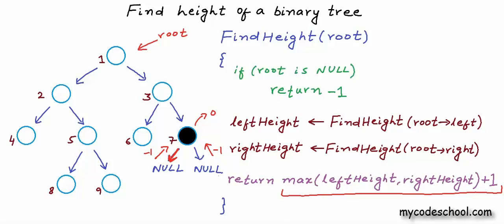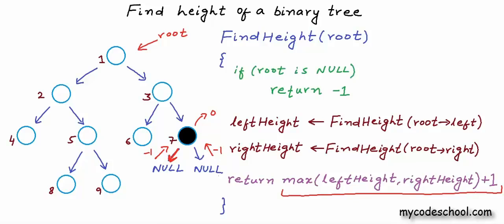If you want to count number of nodes, then for a leaf node height would be 1, and for empty tree height would be 0. So all you need to do is return 0 here, and this is the code if you want to count number of nodes. But I think the right definition is number of edges, so I'll return -1 here.